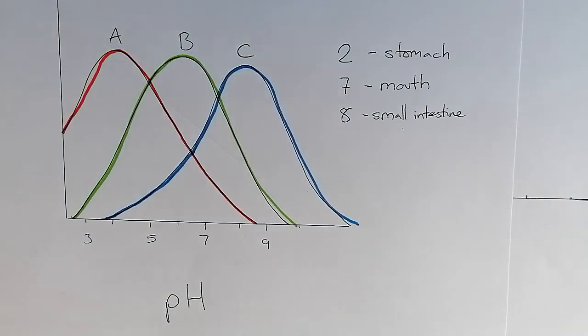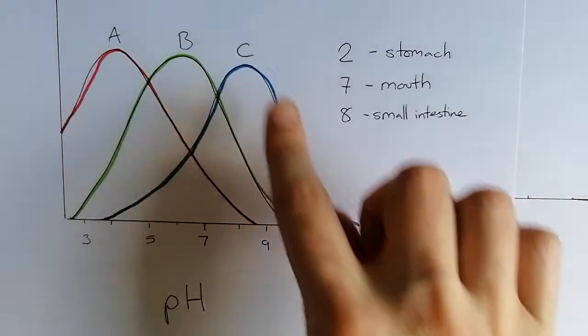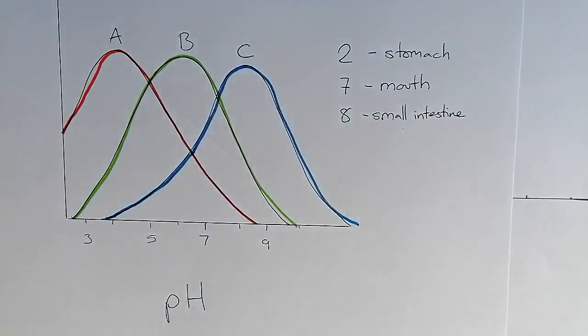Hi, this is Mrs. Sykes, and this is probably the most complicated enzyme video that I'm going to do. This one, instead of looking at individual enzyme graphs or identifying which of the curves matches which of the organs, is about using pH as a measure of how a reaction is occurring.